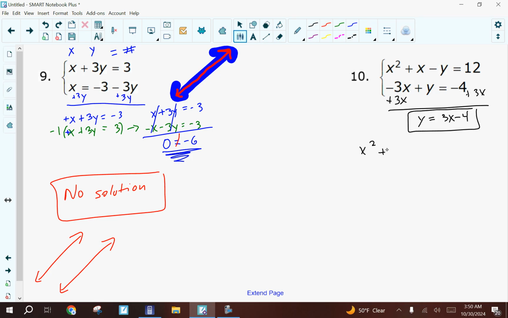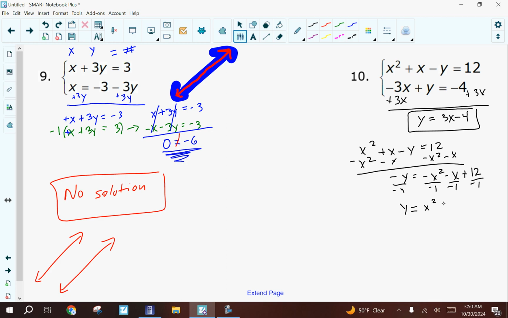x squared plus x minus y equals 12. I'm going to subtract the x squared, so I'll subtract x squared over here. I'm going to subtract x, so I'll subtract x over here. So I'll be left with -y equals -x squared minus x plus 12. Then I have to divide by -1. I don't want that y to be negative. So I divide everything by -1. And all that does is flip the signs. So that's now a positive x squared, a positive x, and a minus 12. So I'll put that one in the box.